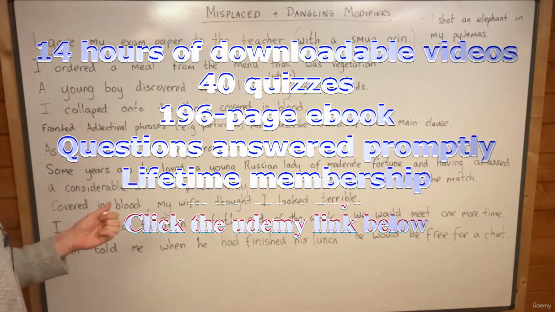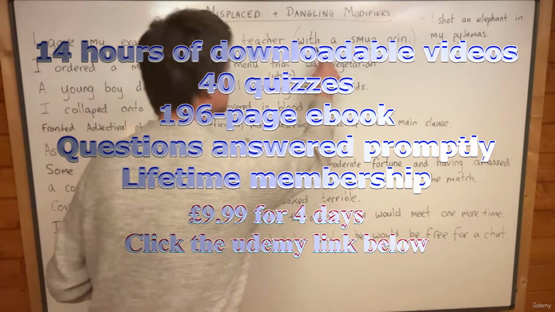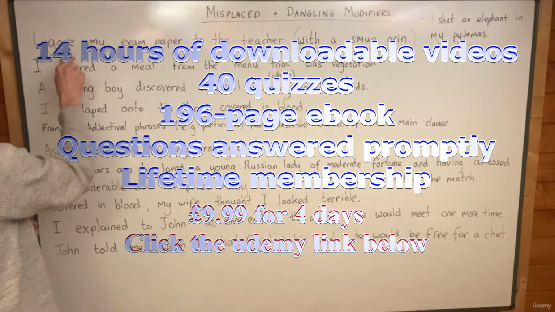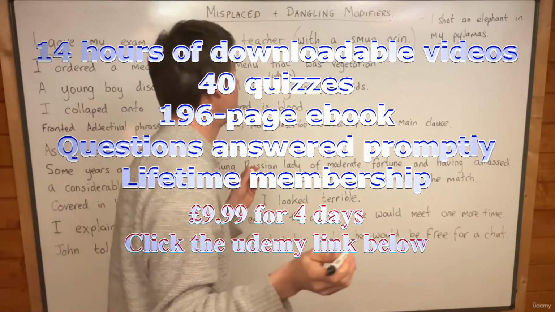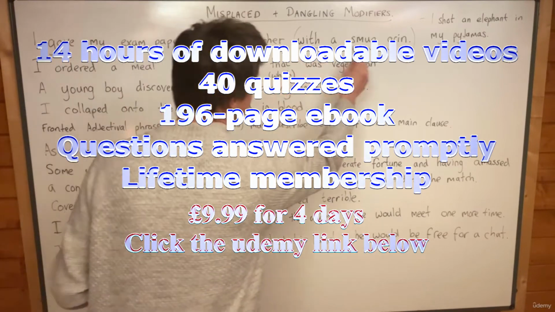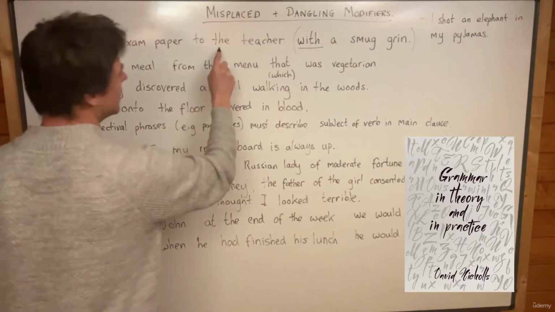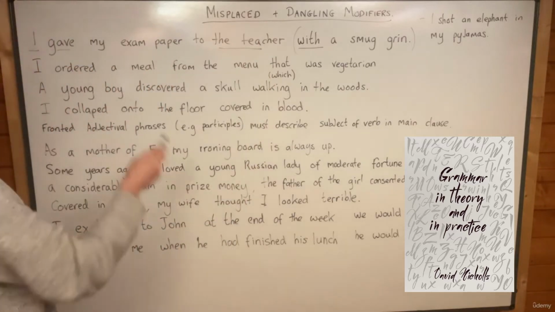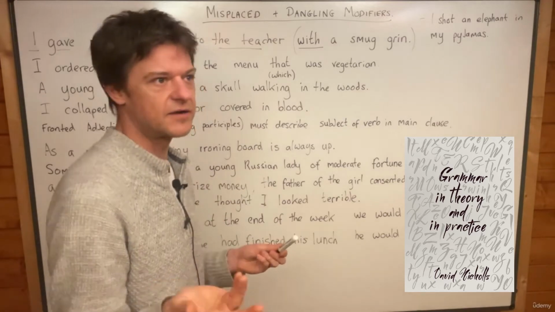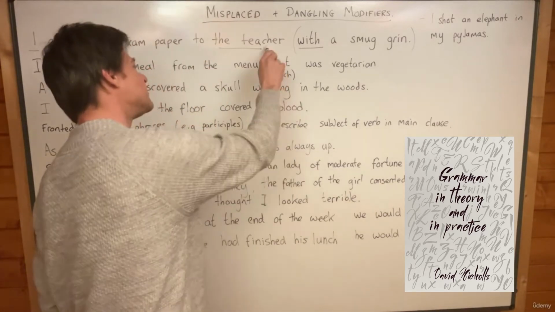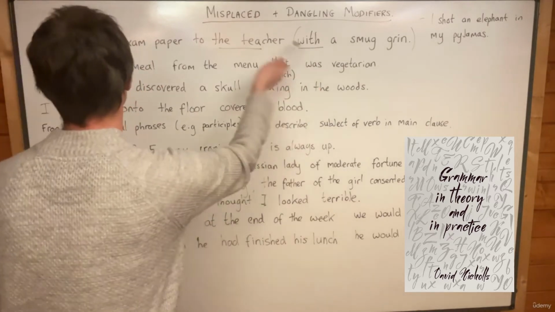So what do you think, guys? Is it an adjective or an adverb? Well, I suppose you might argue that it's how you gave it to the teacher. You might argue that, but I wouldn't actually. I would say that this is an adjective, and it's either describing I or it's describing the teacher. And the problem with saying it like this, I gave my exam paper to the teacher with a smug grin, it sounds like the teacher's got the smug grin, but I might mean, and I probably do mean, the I.